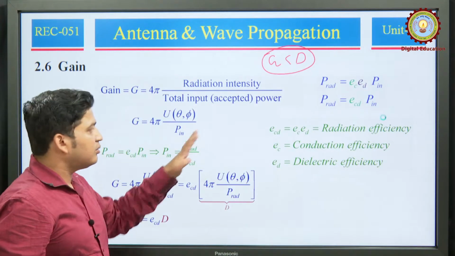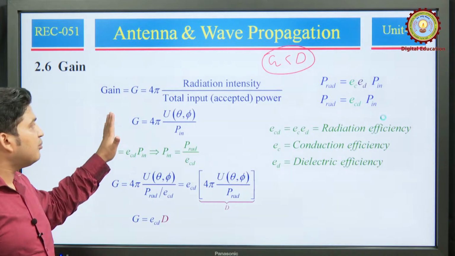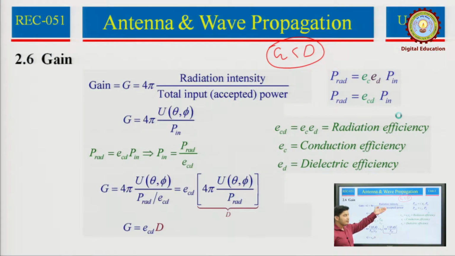Coming back to the gain. Okay. Now, gain is nothing but 4 pi times radiation intensity to the total input power. Input power is represented as P in, radiation intensity as we know is U theta phi, and the formula is 4 pi U theta phi divided by P input. So, this is one formula.